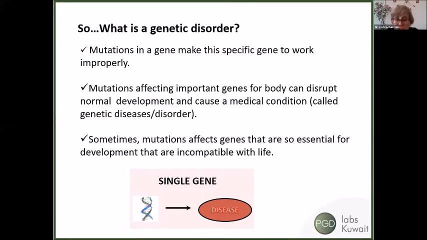Sometimes these mutations affect genes that are so important for our development, so essential, that they are not compatible with life and cause the death of the fetus or the newborn. In this talk, I'm going to focus on what we call single gene disorders, meaning a mutation in only one gene causes a specific disease. For example, we have a gene called HBB. A mutation in the HBB gene causes a specific disease called beta thalassemia.